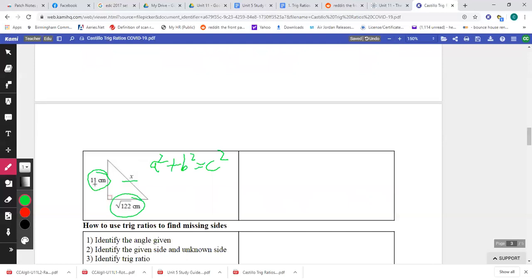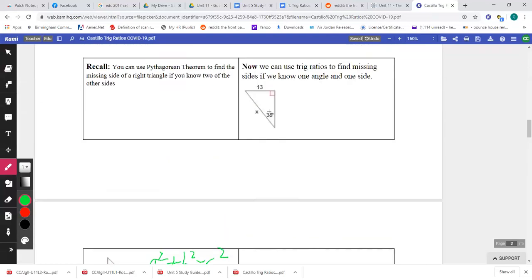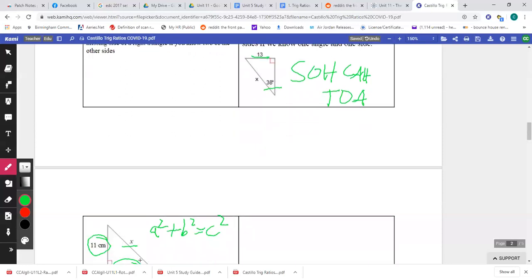However, you're going to use trig ratios when you know one angle and one side. If you know one angle and one side and you know it's a right triangle, you're going to use Sohcahtoa. Remember, when do you use Sohcahtoa? When you know one angle and you know one side. If you know 2 sides, you're going to use the Pythagorean theorem.